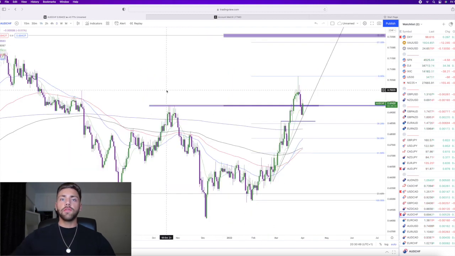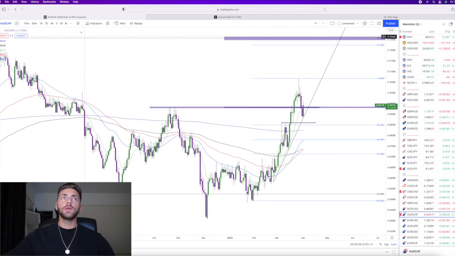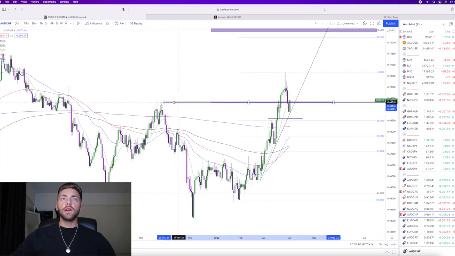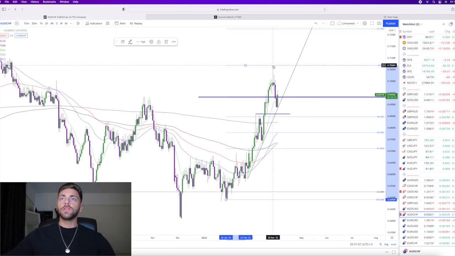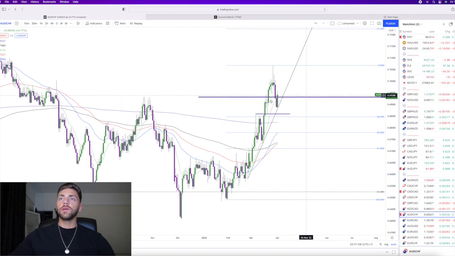So pretty much the same thing happened to Australian dollar Swiss a few hours after Australian dollar yen missed. So we had the break and retest of this key level here, as you can see. And we had the fib from this low to this high with a 23% fib. So yeah, pretty much similar setup to Australian dollar yen, minus the trendline retest.